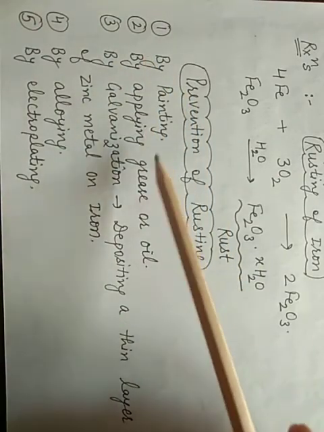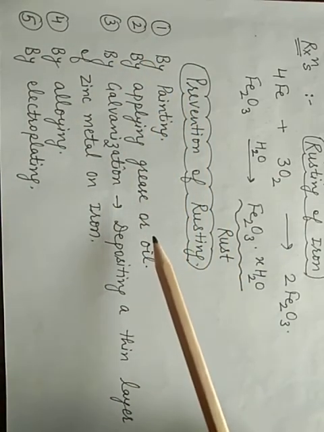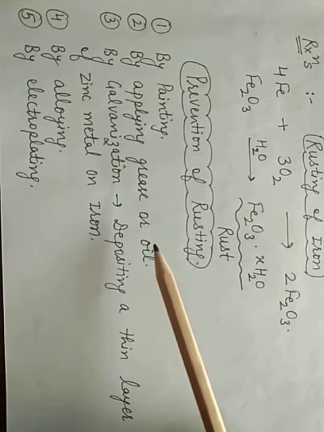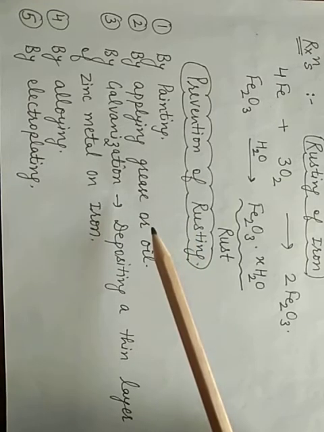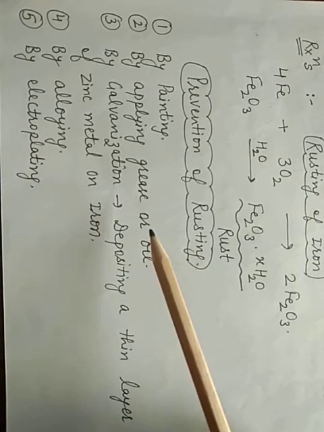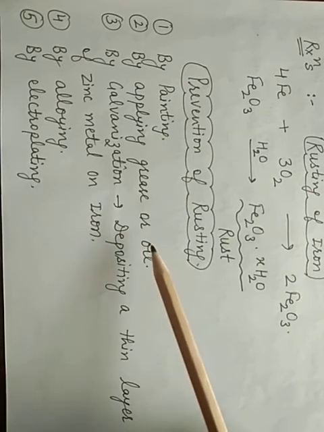Second, by applying grease or oil. If we apply grease on the metal, then it can prevent the exposure of the metal to external agents. So corrosion is easily prevented.